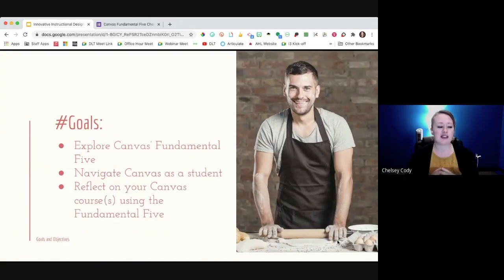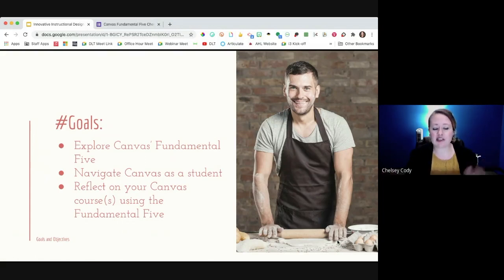Our goals for this section are to explore Canvas's Fundamental 5. Let me pause for a second. We are looking at Canvas specifically because this is the district's LMS. Just like our training is on Canvas, we're going to be looking at some demo courses and then our own Canvas courses with what Canvas calls their Fundamental 5.